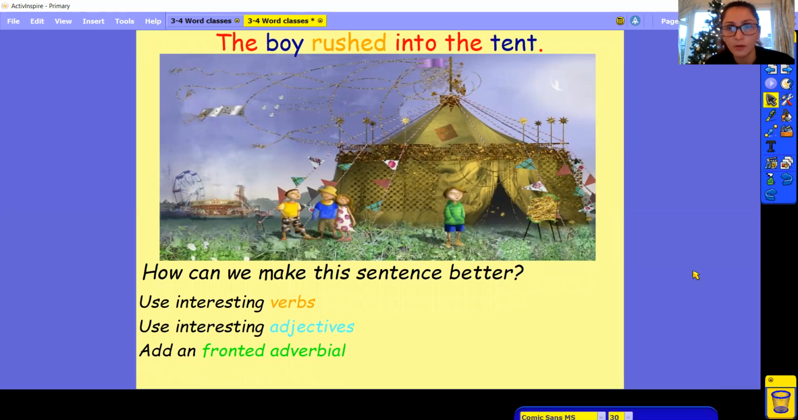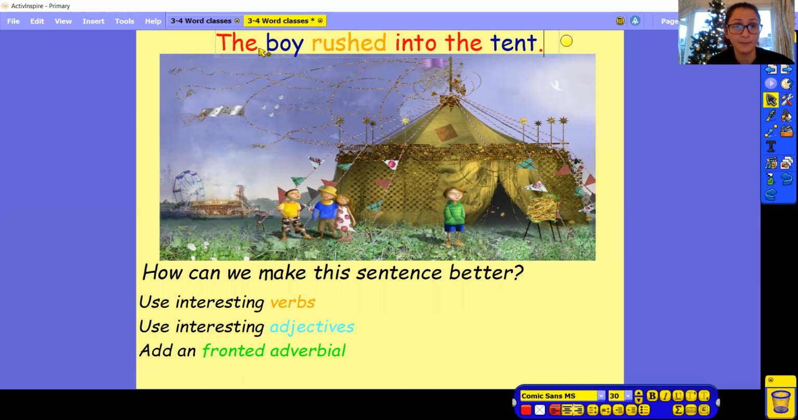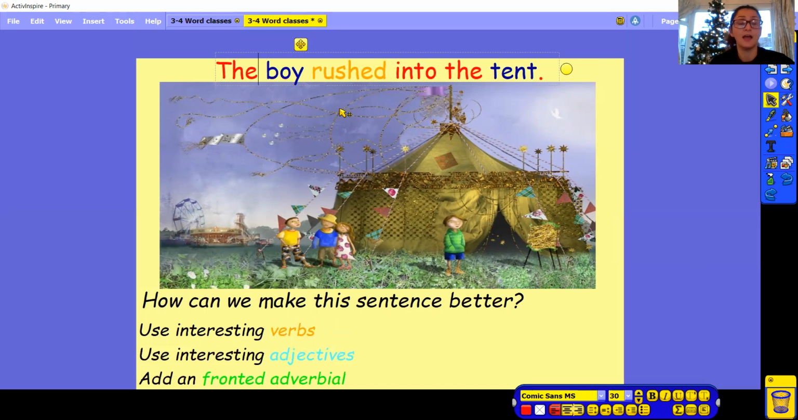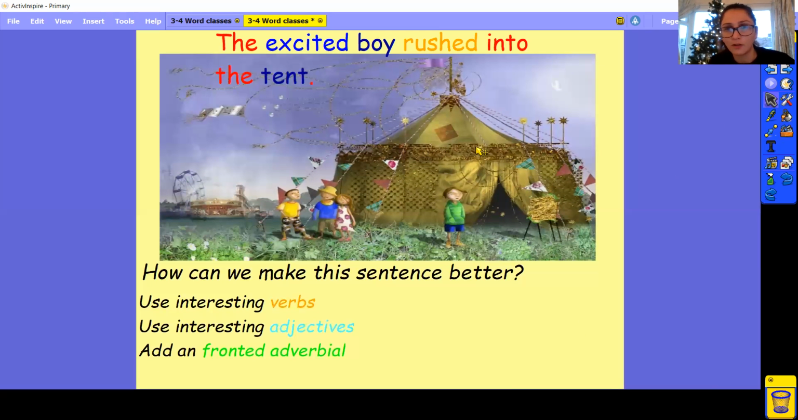Okay, so we need to think of a word to describe either of these nouns. So I might describe the young boy rushed into the tent, or you might want to describe the tent. So you might want to say the boy rushed into the large tent, or the colourful tent, or the massive tent. Okay, so I'm going to describe this boy. I'm going to do it in a light blue. So I'm going to put the excited boy, change that into a light blue. Yeah, that's sort of a light blue, isn't it?